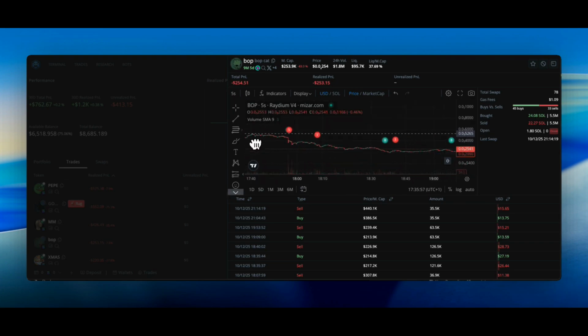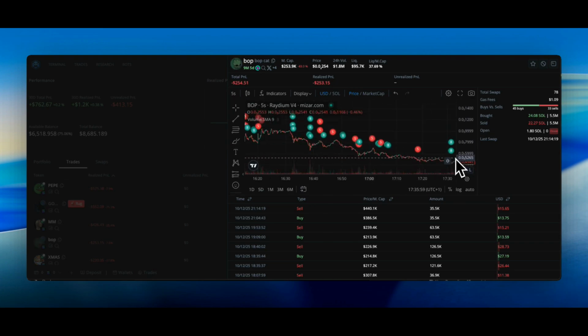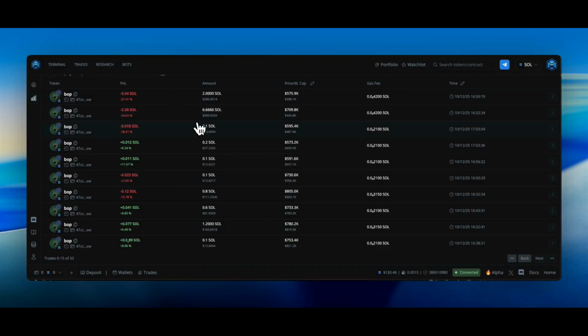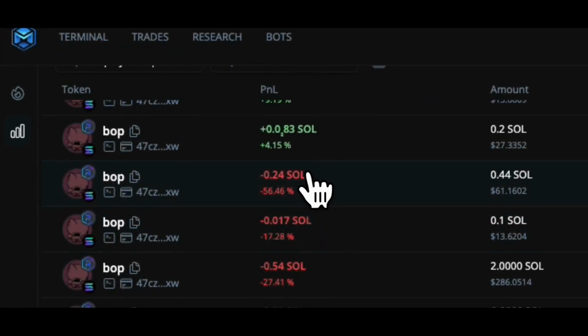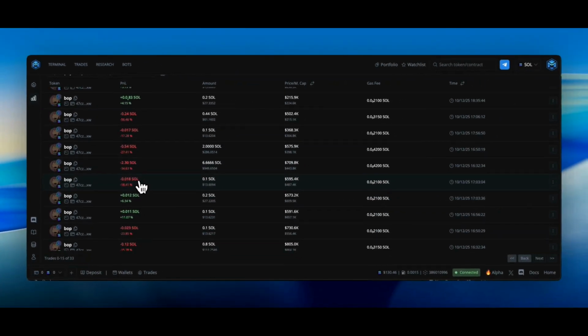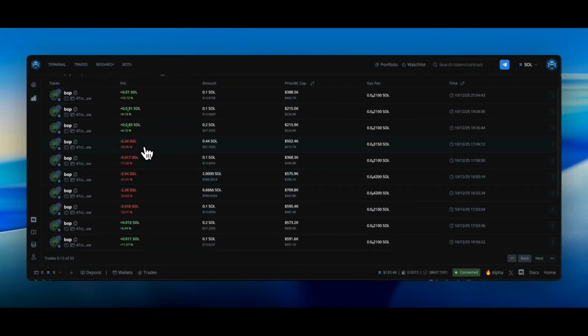This is where proper bot settings would have helped. For example, features like freeze token after stop loss would have stopped the bot from continuing to trade the token after the first major loss. That alone would have reduced the overall damage. Looking at the trade list, you can see several heavy losses, up to 56%, clearly triggered by stop loss. Any later take profits weren't enough to compensate.